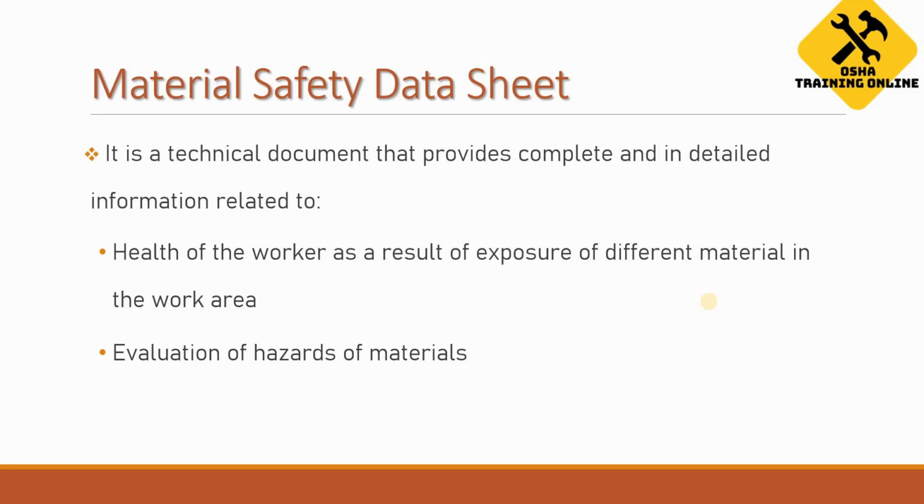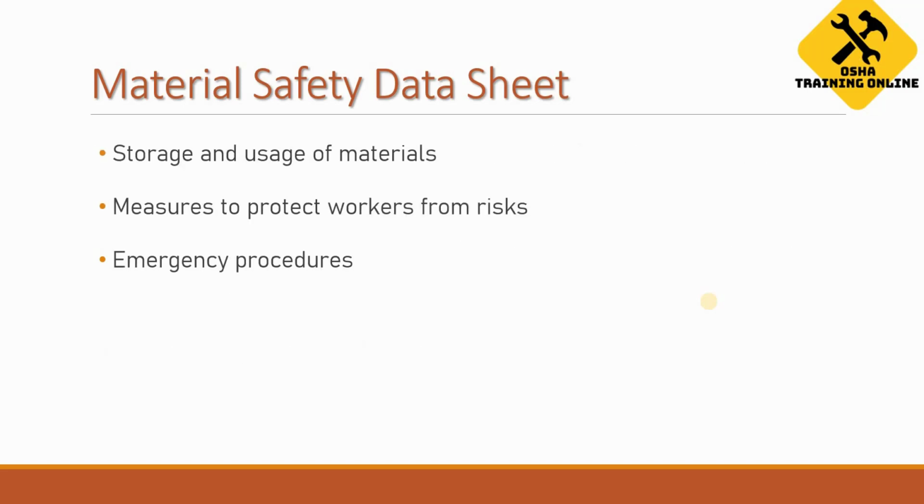And secondly, it is related to the evaluation of hazards of material. Different kind of materials would be evaluated and the hazards associated and linked with it would be found out. So material safety data sheet is a technical document which may have information regarding materials, how much they are toxic and how much they are hazardous to the workers working with them. All of this information would be there in the material safety data sheet.